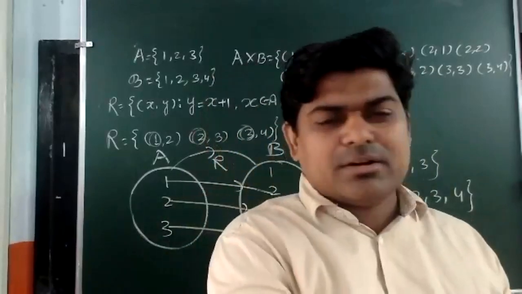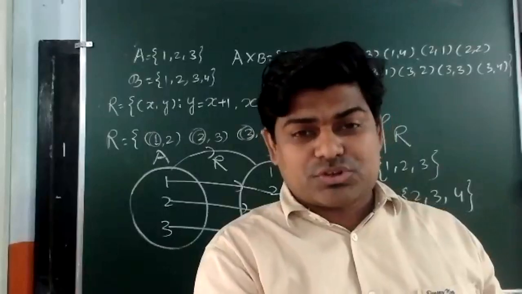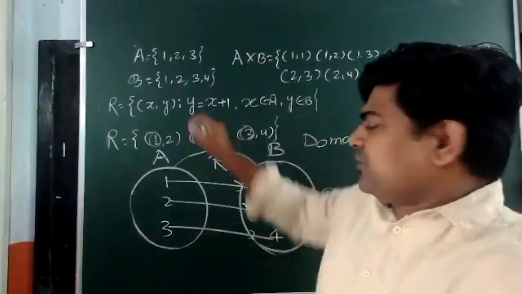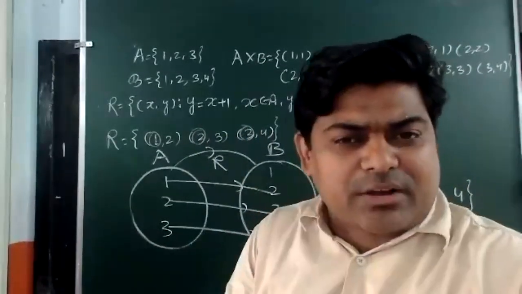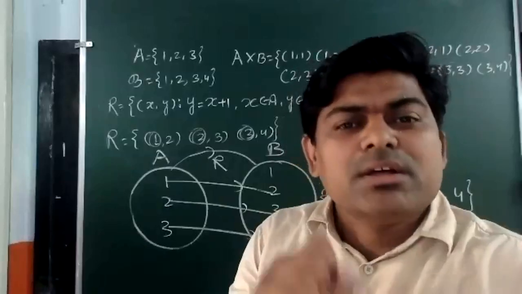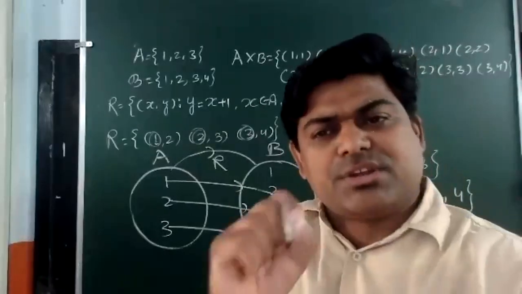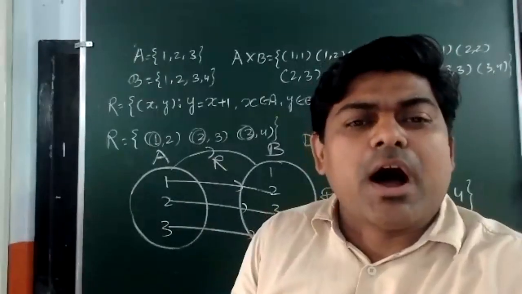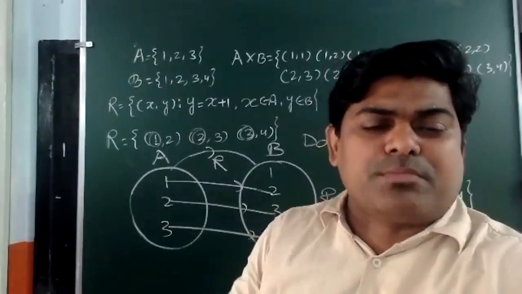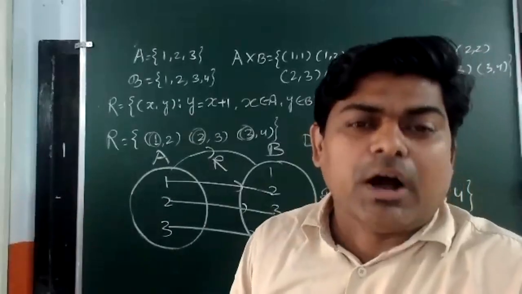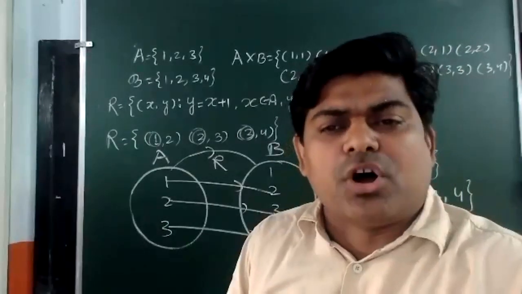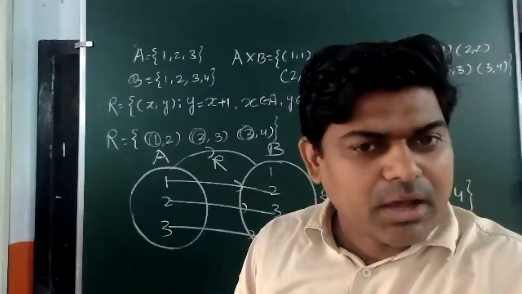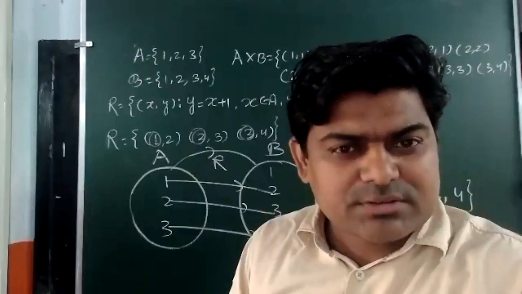One more thing, then I'll move to the question. I should remind you once. As I told you, R is the subset of A cross B. If R is defined from A to B, then if the question arises, how many relations are possible from A to B? What should I write? Yeah, all the possible subsets.